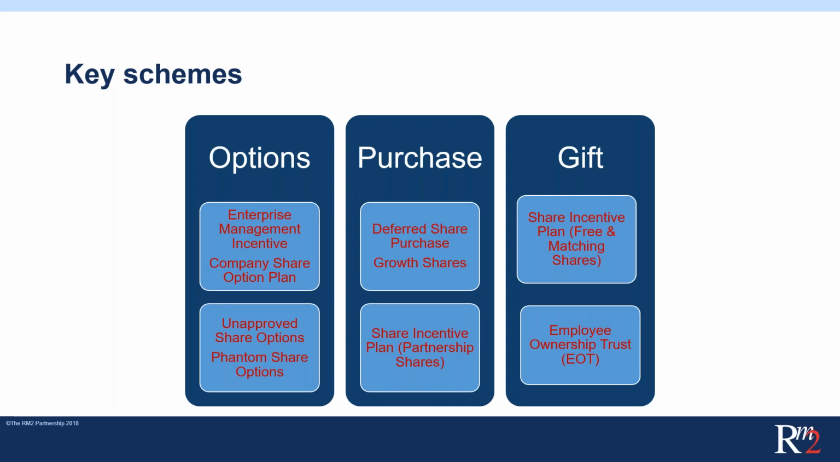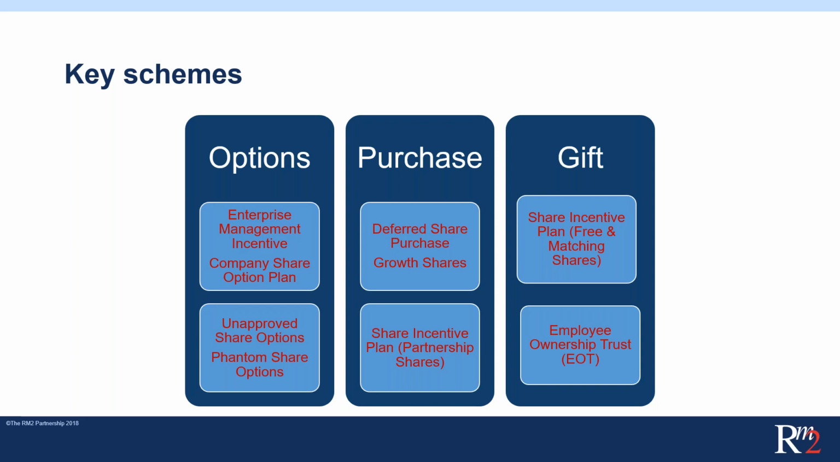You can divide the schemes up into various boxes. I've chosen 3 subsectors here. Plans where you grant options over shares, plans where you let employees buy shares, and plans where you gift shares to employees, i.e. they don't pay anything for the shares that they acquire.